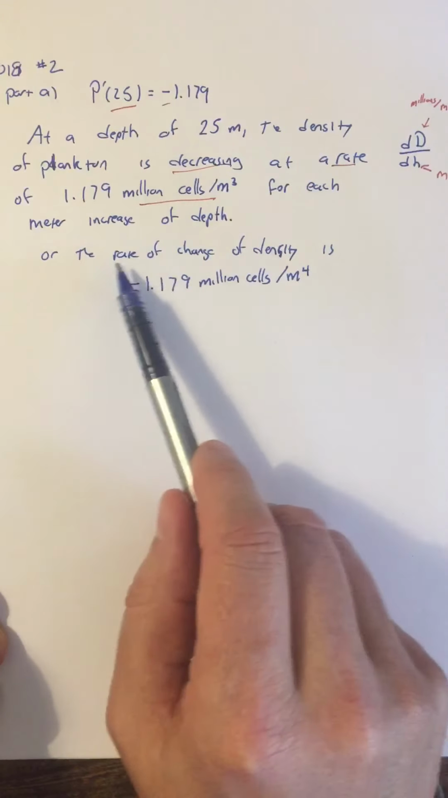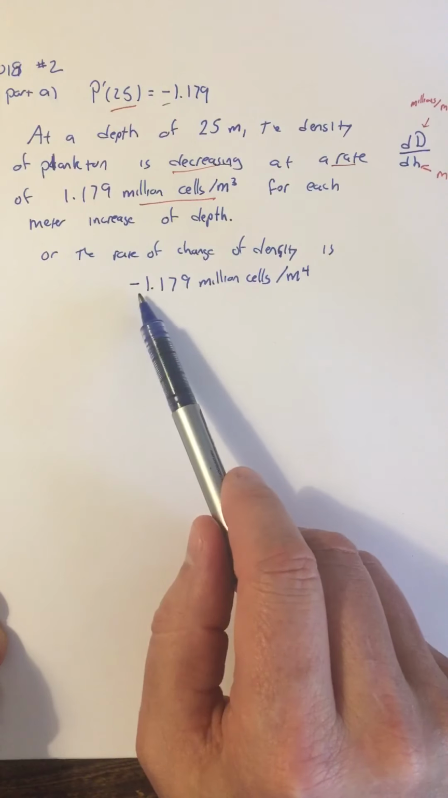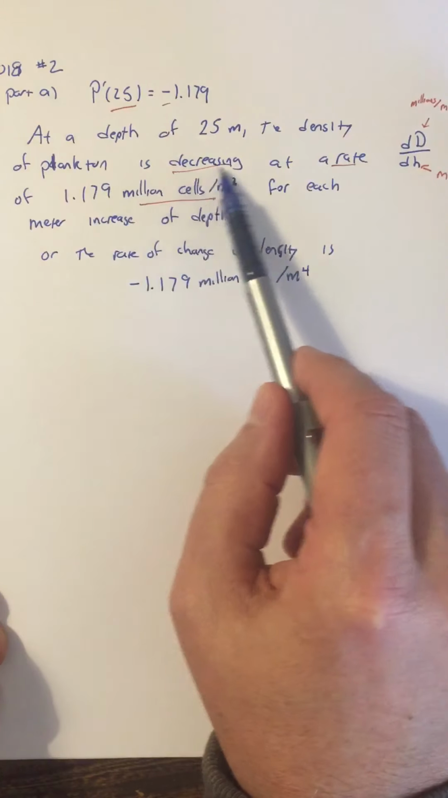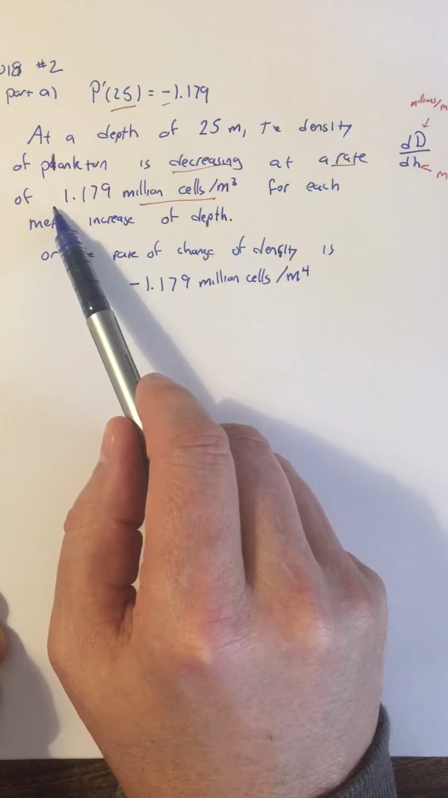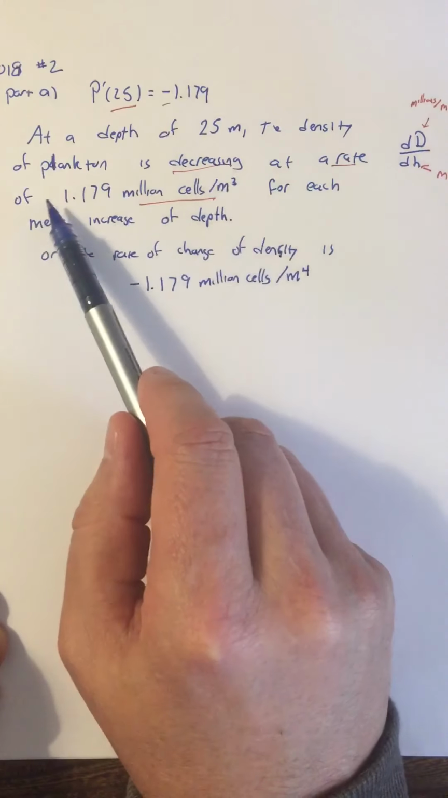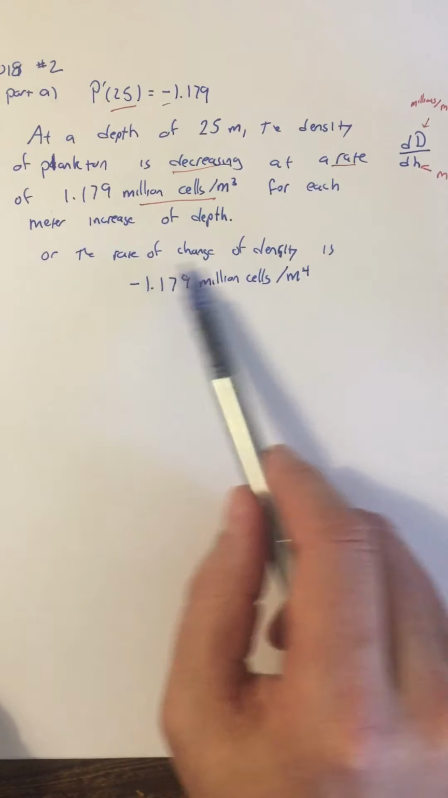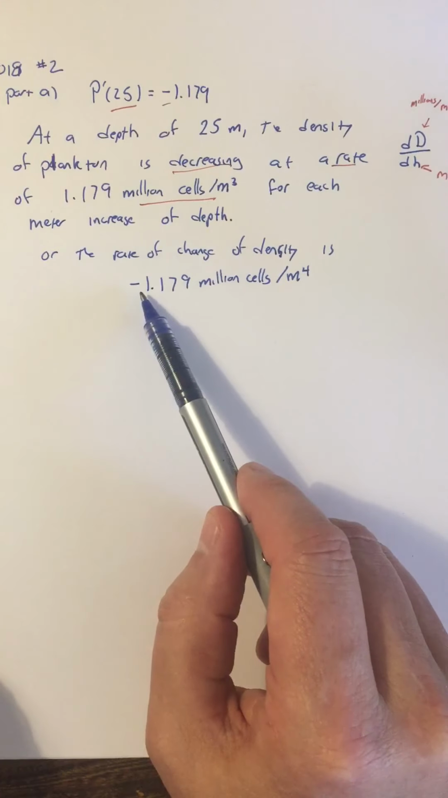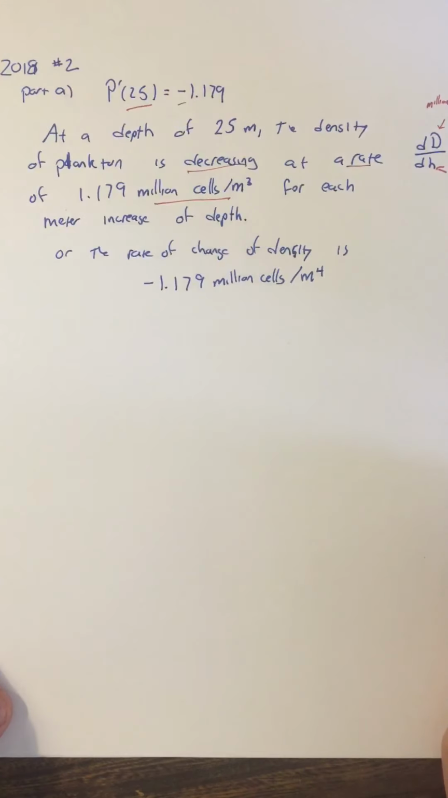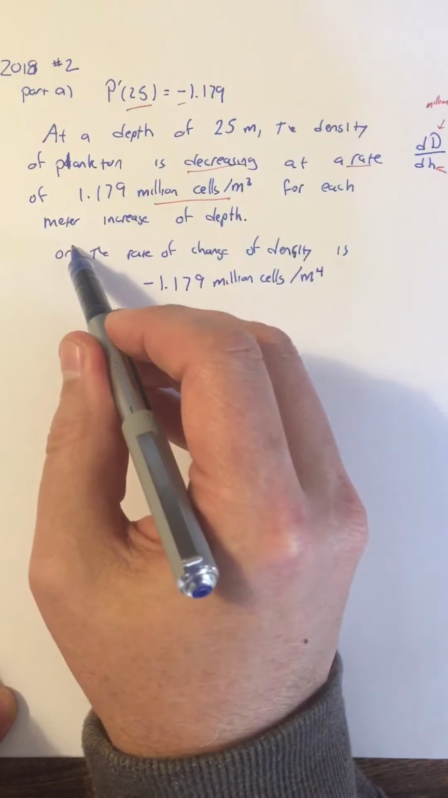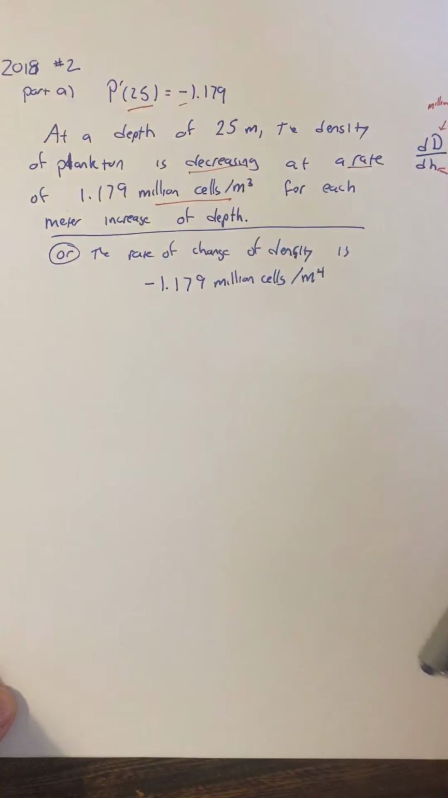Another difference here: I said rate of change is negative. Here I said decreasing, and then I didn't say negative. If I say it's decreasing, then I don't put a negative here. But if I just say rate of change, I want to put a negative there. So either one of those is basically an either-or. One of these two ways would be a good way of saying it.